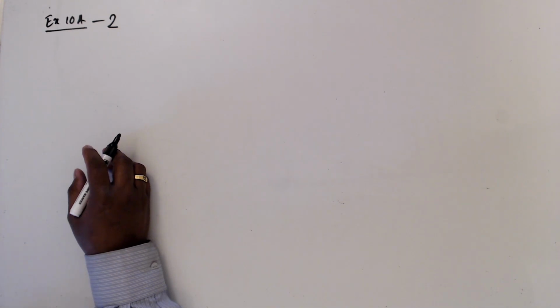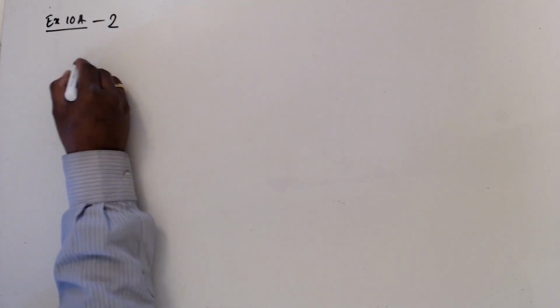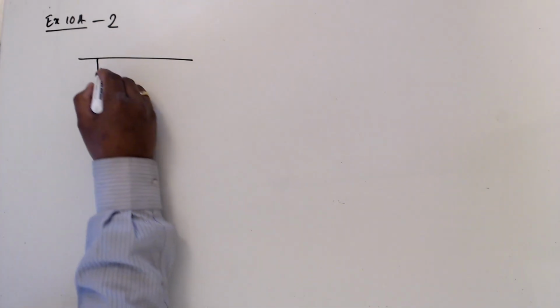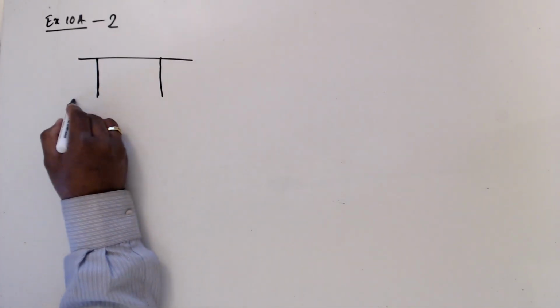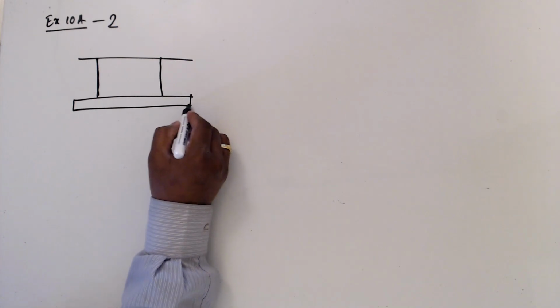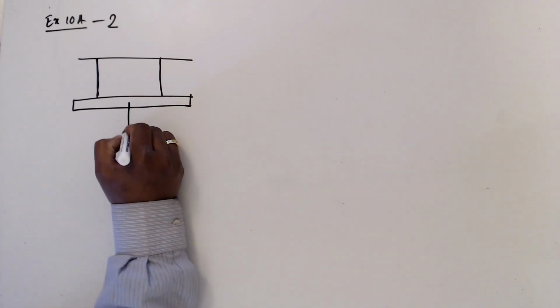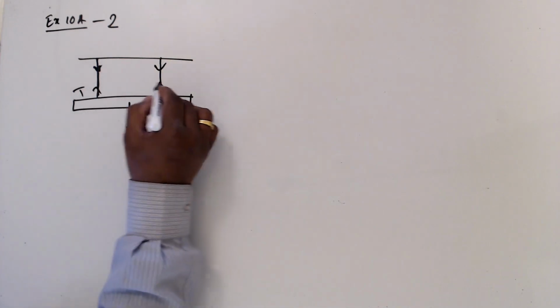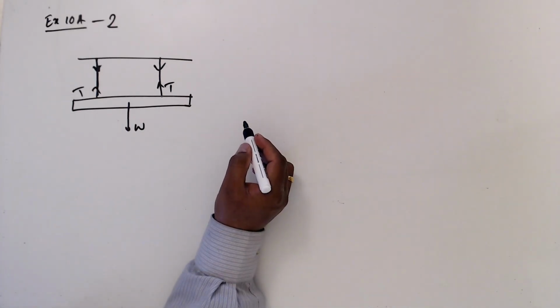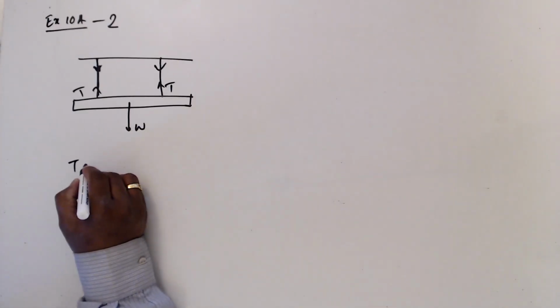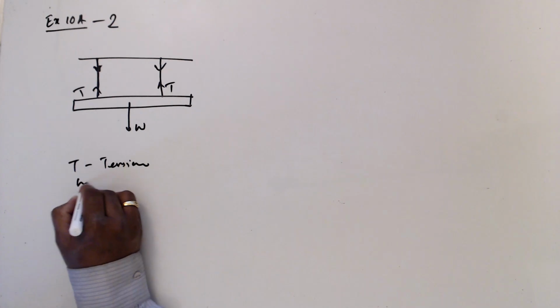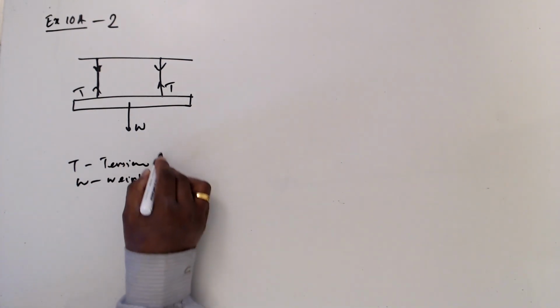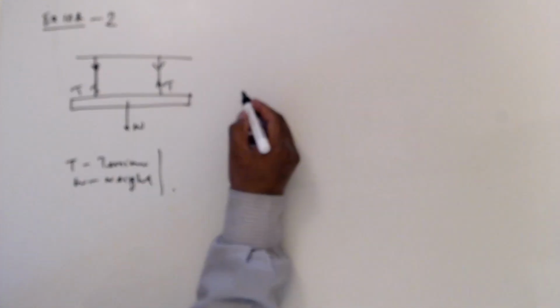Question number two. A trapeze is suspended motionless from the ceiling by two ropes. Draw a force diagram to show the forces acting on the rope and the trapeze bar. So this is the ceiling, and it is suspended from two ropes. So this is W, and T is tension, and W is weight. So if it is not the same rope, what will happen?